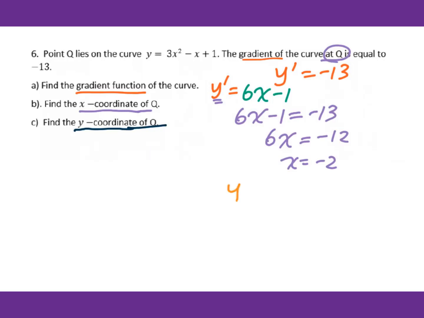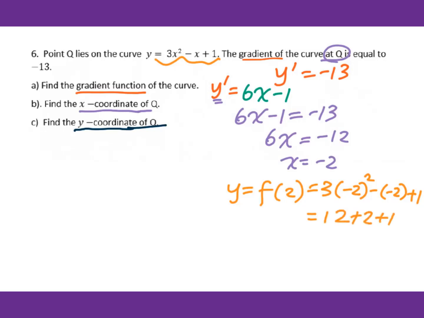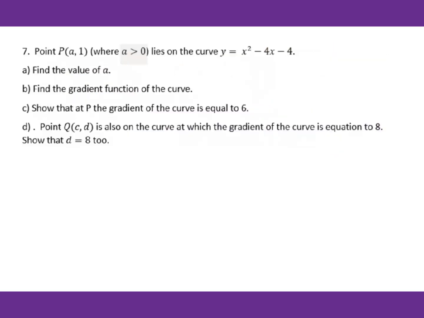Basically, y equals f of 2. So we plug into the original function: 3 times negative 2 squared minus negative 2 plus 1. You will get 12 plus 2 plus 1. That's 15. Let's go to number 7.